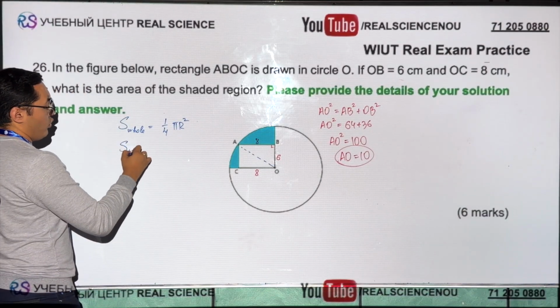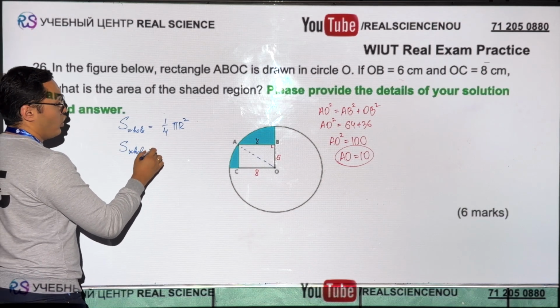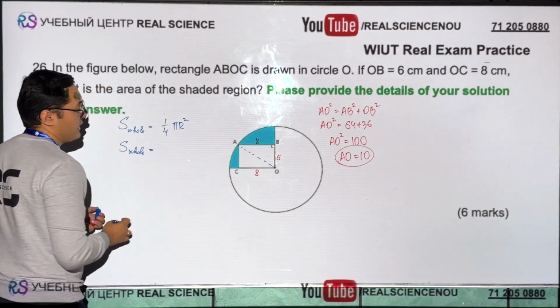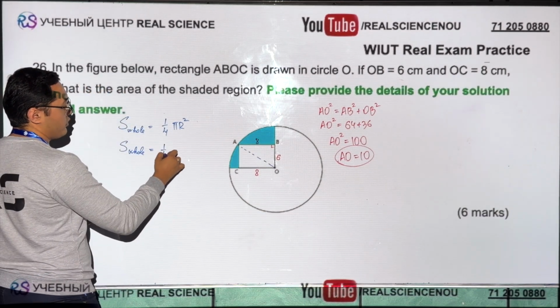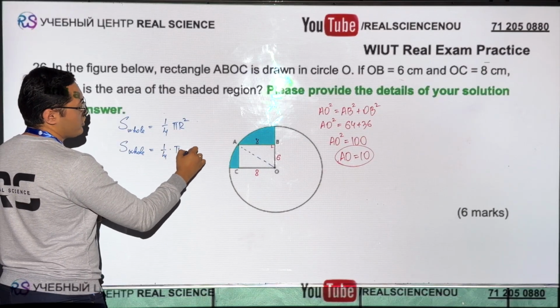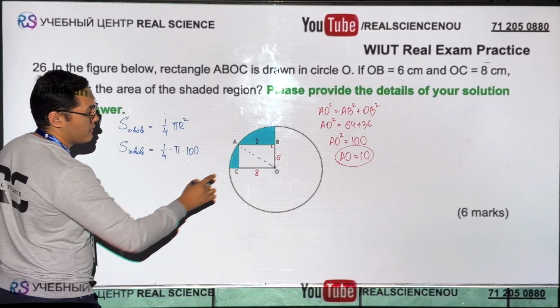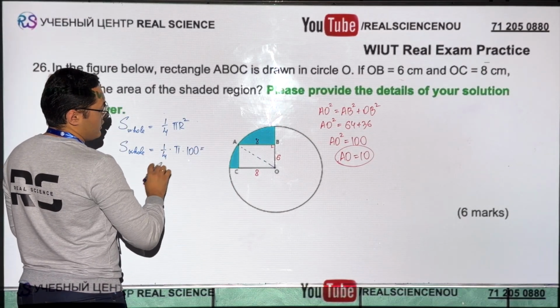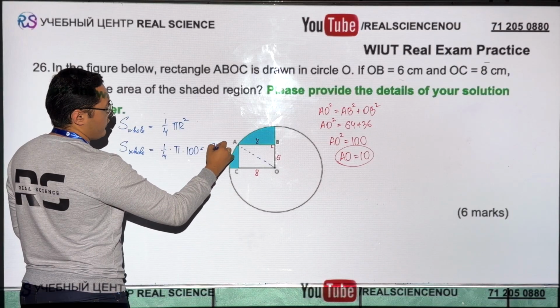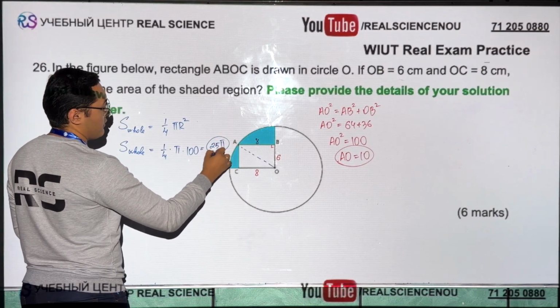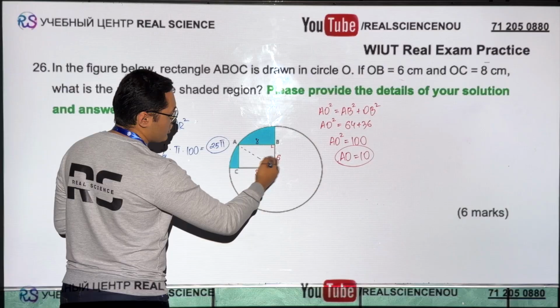So S of the whole arc, not the whole thing, is just going to give us 1/4 times πR squared, where R is 10, so 10 squared. That's just going to give us 25π. So this whole area is just 25π.